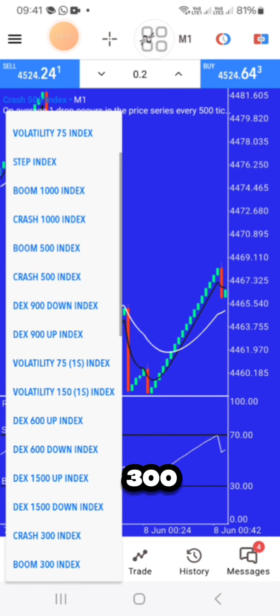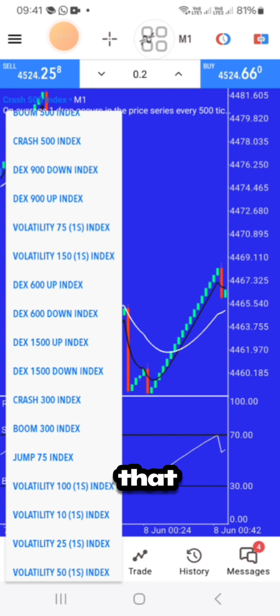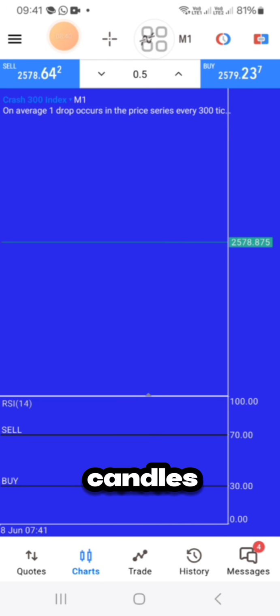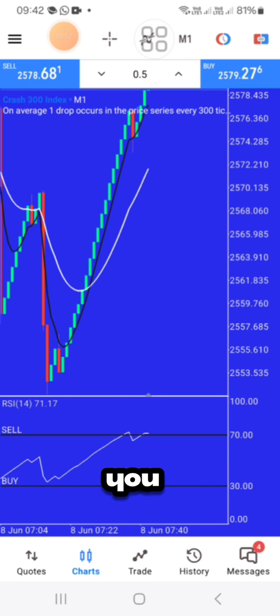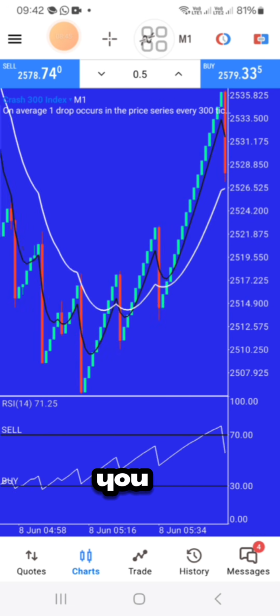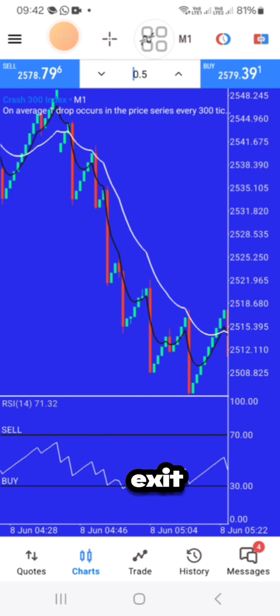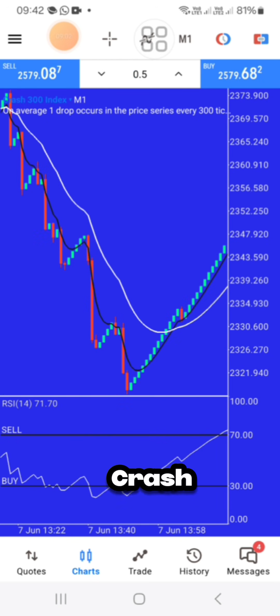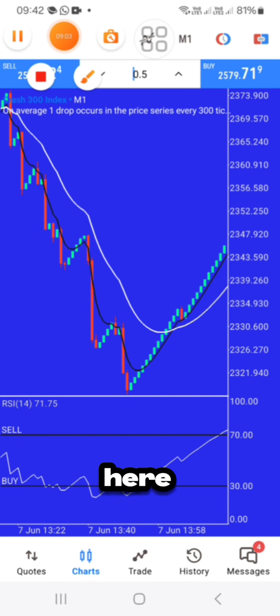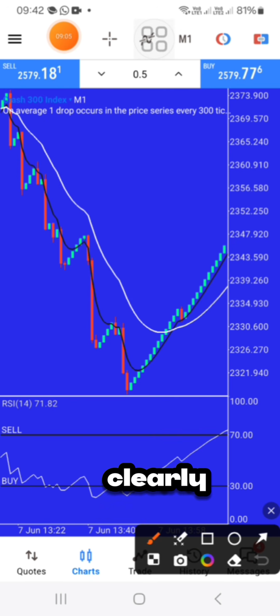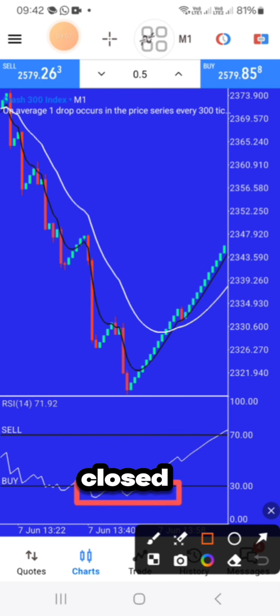So on crash 300, I would recommend that you only take at least 3 candles. Why? Because this market has different volatility. So here you wait for the conditions, you only take 3 candles, then you exit the market. Okay, in crash 300, we have an example here. We can clearly see that price crossed above the 30, and we had a crossing on the main chart when the black crosses above the white, and we're going to get our 3 candles, then we exit the market.